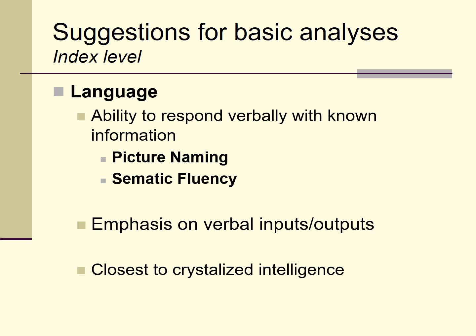Moving on, we've got our language index, and this is pretty obvious. It reflects the ability to respond verbally to known information, and it is based on two subtests, the picture naming and the semantic fluency subtest. So right here we can see elements from previous lectures. Picture naming is like a similar subtest on the Wechsler intelligence scale. Semantic fluency is like the controlled oral word association, or COWA, neuropsych test that we've talked about briefly before. Here again we've got verbal inputs and outputs, and this is the index and these are the subtests.